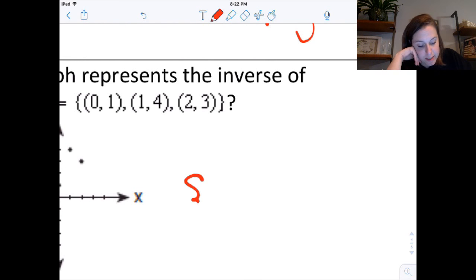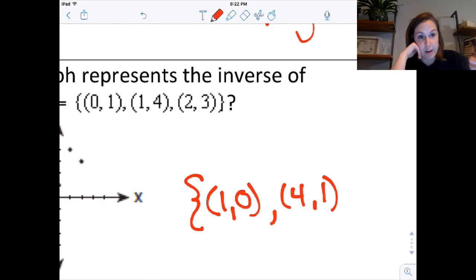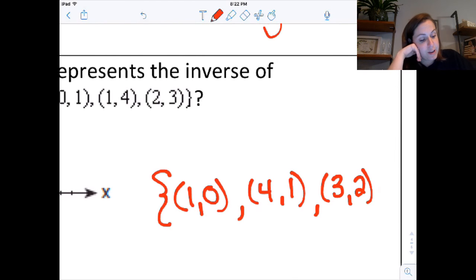(4, 1), switch your x and y. (3, 2), switch your x and y. This is what I'm looking for on my inverse. So I'm going to go through first and try to find one that has maybe (4, 1) on it.